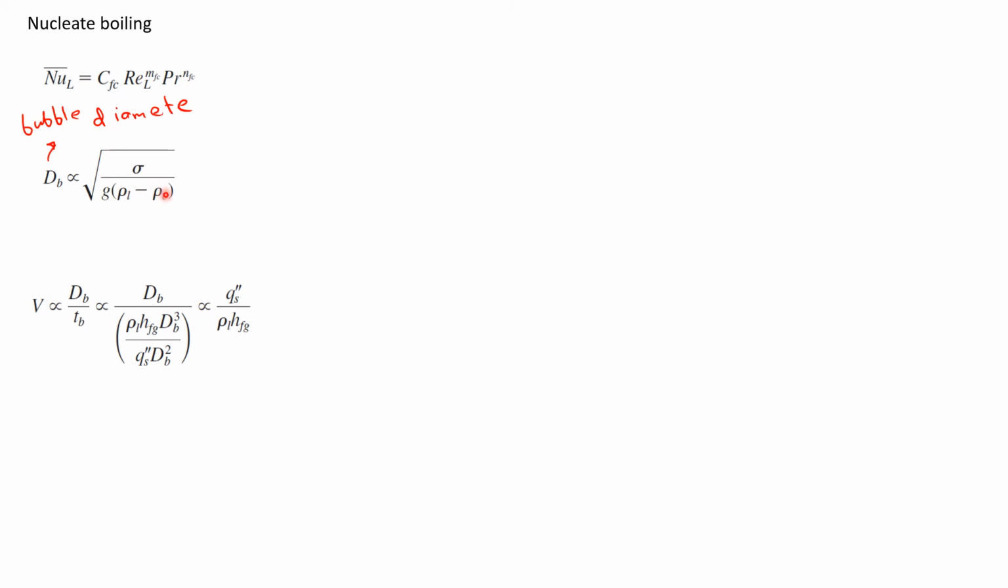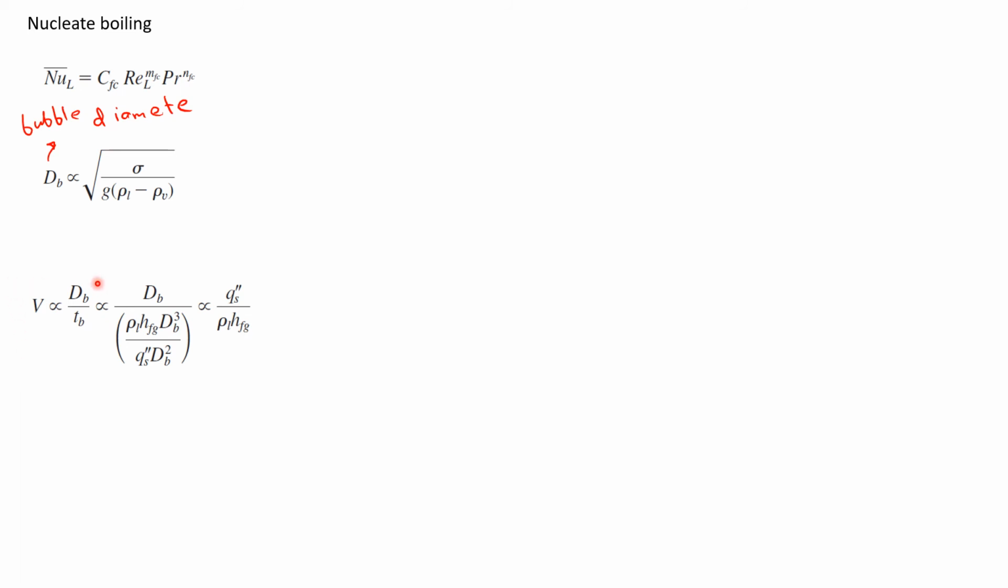This is by equating, or by doing a force balance on the bubble. So we know that the buoyancy force on the bubble will be equal to the surface tension force, and by doing that force balance we can say that the diameter of the bubble will be proportional to the square root of surface tension divided by gravity times the difference in densities.